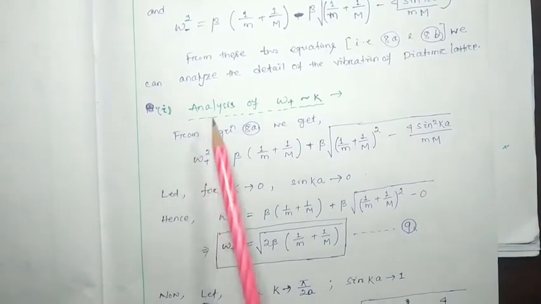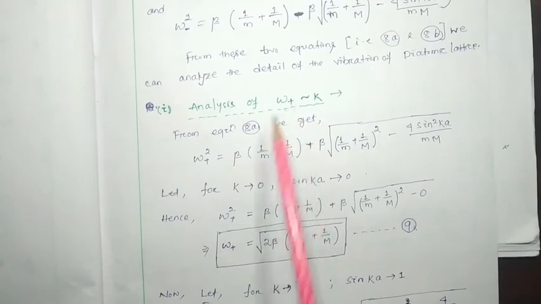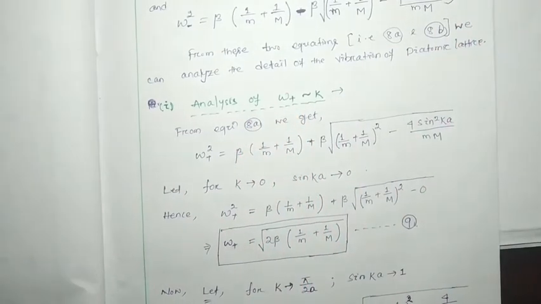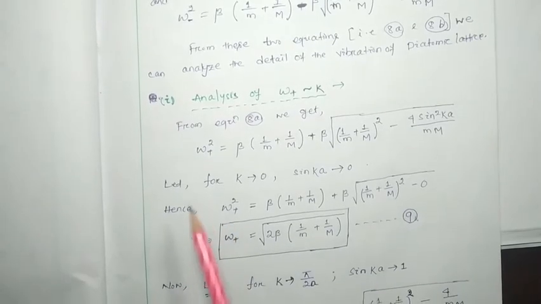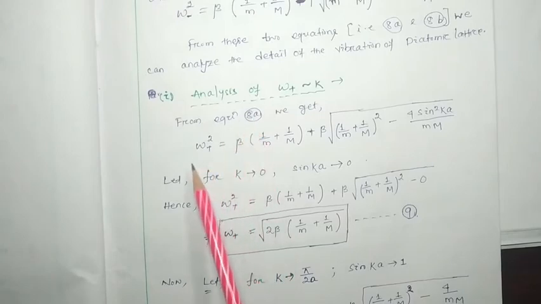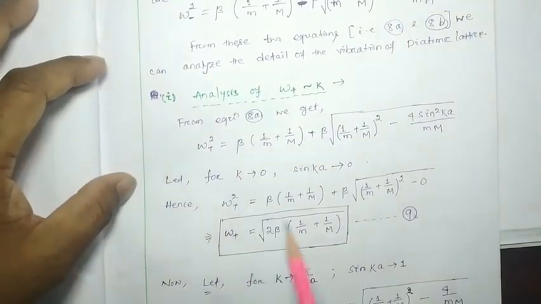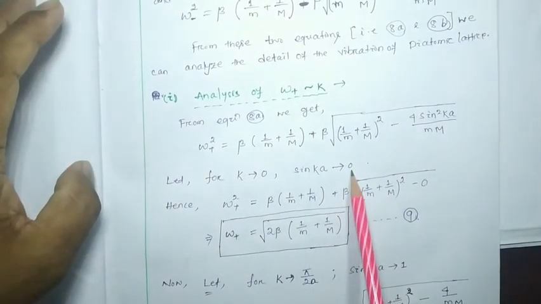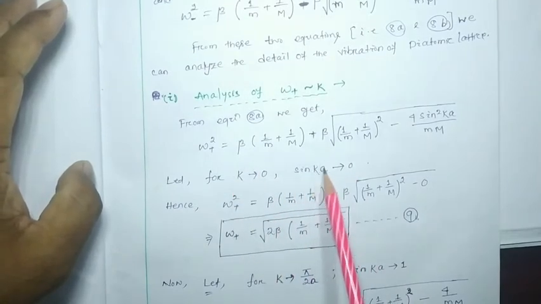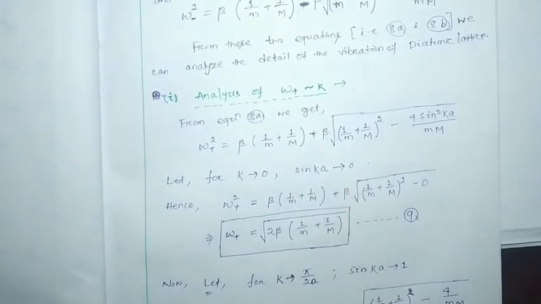First we have to consider omega plus versus k, that is from equation number 8a. From equation 8a we got this equation, and now we consider k tends to 0, so sin k equals 0. If k tends to 0, sin k will be minimum, or we can say it tends to 0.